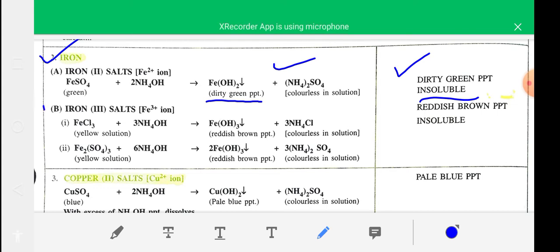And when an iron 3 salt like ferric chloride or ferric sulfate is treated with ammonium hydroxide solution, you will get a reddish brown precipitate of iron 3 hydroxide and ammonium chloride, a colorless salt in solution. And this reddish brown precipitate is insoluble in excess ammonium hydroxide.